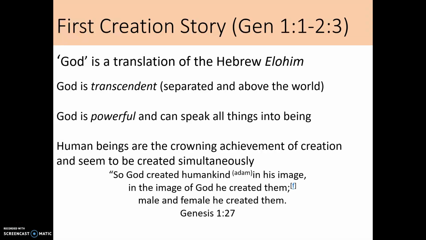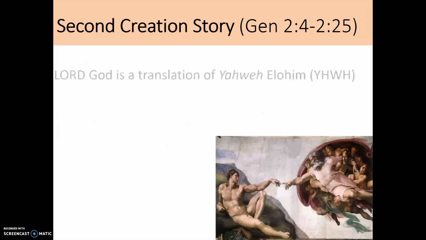And it seems that these human beings are created simultaneously in Genesis 1:27. So God created humankind, and that word there is Adam, in his image. In the image of God, he created them, male and female, he created them. And so it seems that in this account, God created male and female humanity together. How is that different from the second creation story?